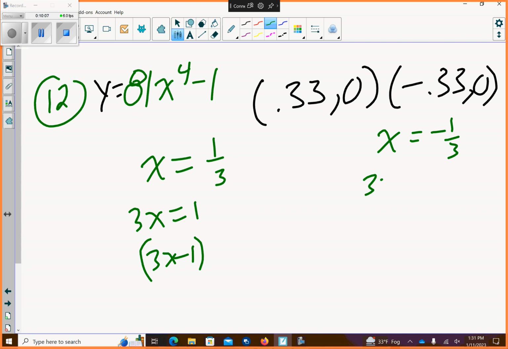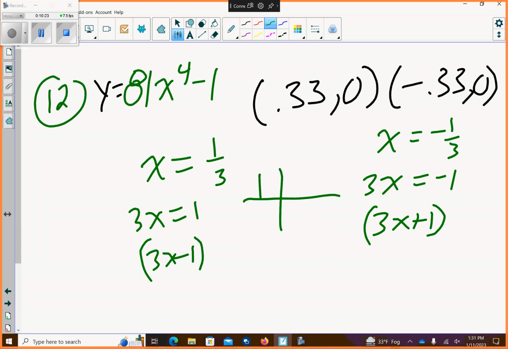So that's going to give me 3x minus 1. So that gives me 3x plus 1. Okay, so this is where we kind of have to think, what is really taking place? Okay, remember our graph looks something like this. Agree? Okay, so this is where it needs to take us back.